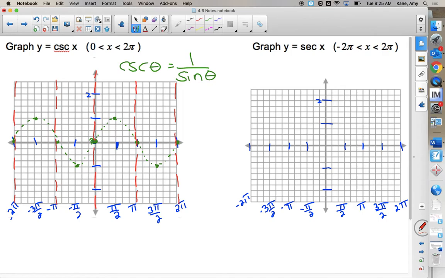All right, we're going to try and plot a couple other points. If you can go to, on your chart, the angle of pi over 2. Brenton, do you have pi over 2 on your chart? Do you have the cosecant for pi over 2? It's 1, because the sine is 1. 1 over 1 is 1. So the cosecant is 1.